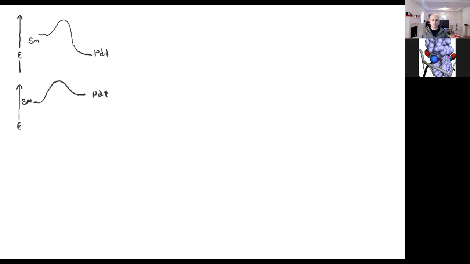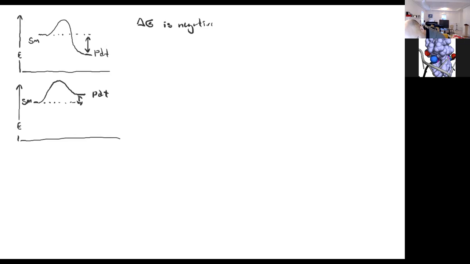Okay, so I have two different examples. And in the first example, we can see that the energies of the products are lower than the starting materials, and so the delta G is negative. The reaction is exothermic.